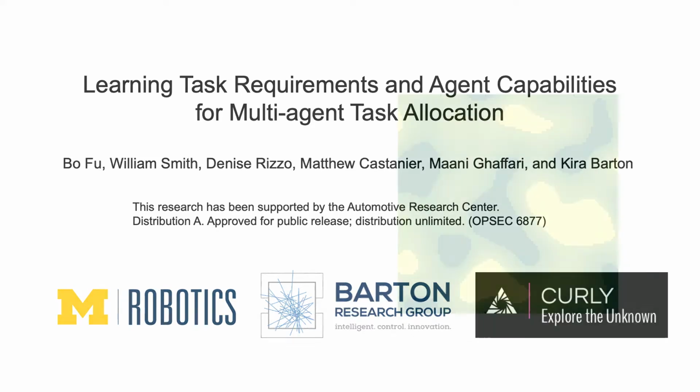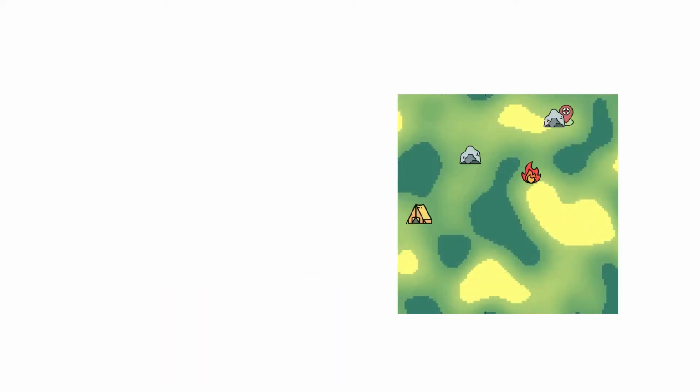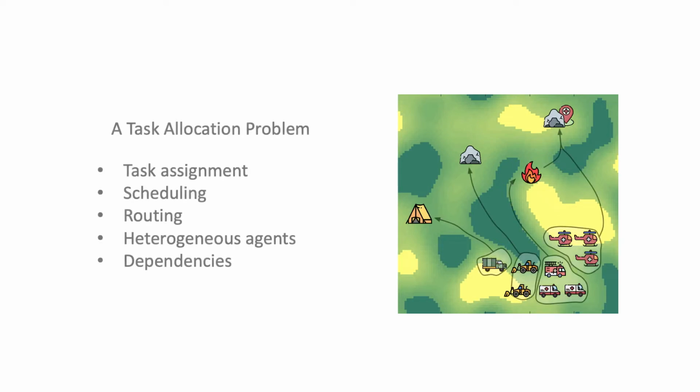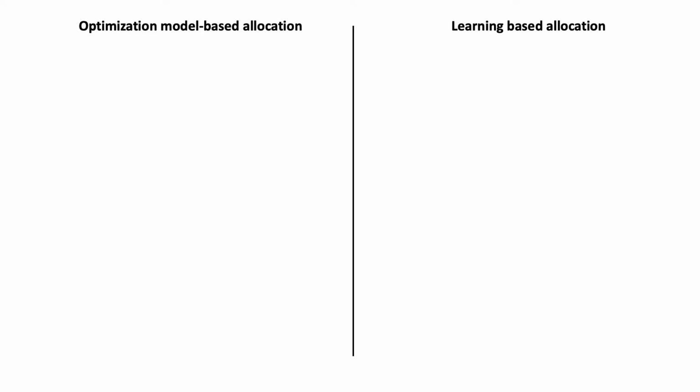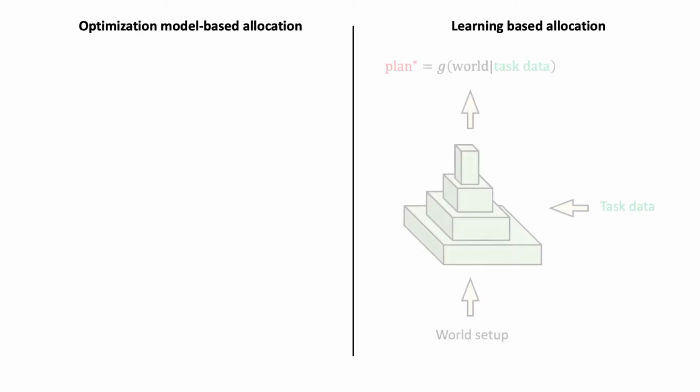Multi-agent task allocation is the problem of determining which agents should execute which task to achieve the overall system goals. Based on whether the scheduling, routing, heterogeneity of agents, and the dependencies between tasks are considered, there are variations of task allocation problems. Both learning-based and optimization model-based frameworks have been applied to the task allocation problem.